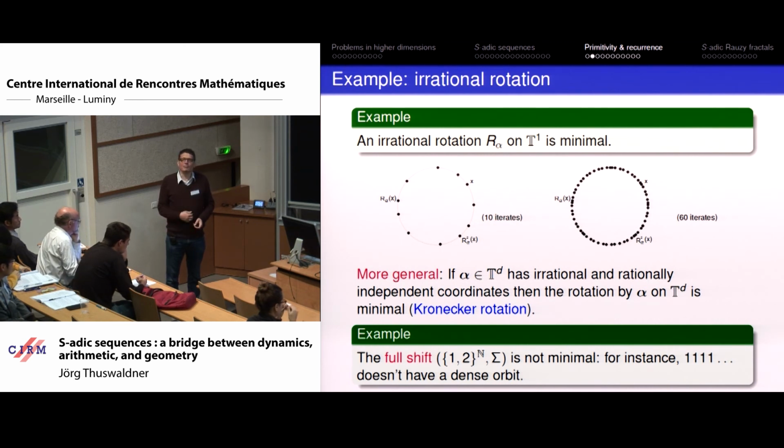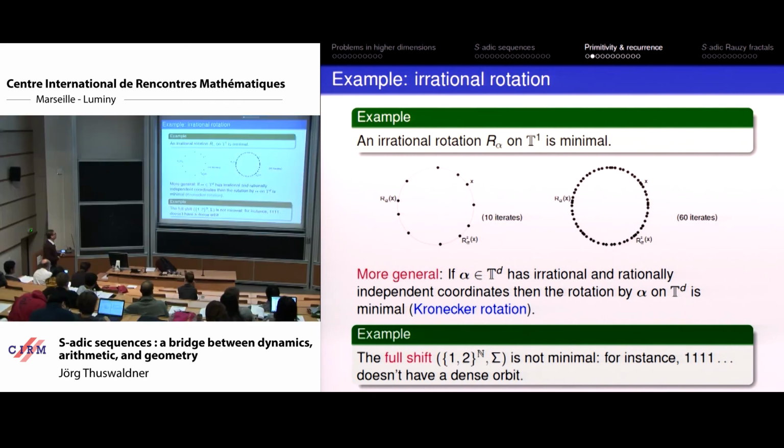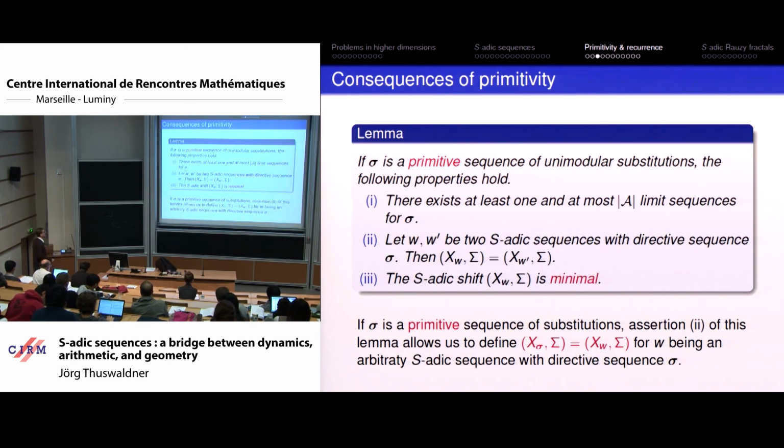Our S-adic systems are minimal if the matrices are primitive. So all the shift orbits of the elements are primitive. A more general example than this is the so-called Kronecker rotation. If you have sufficiently irrational vectors and you rotate on the d-dimensional torus, you get minimality. A counterexample to minimality is the full shift mentioned by Natalie. So you just take all the sequences of 2 letters equipped with the shift. This is not minimal because the sequence consisting only of ones is far away from all the sequences starting with 2, for instance. So this orbit is not dense and we don't have minimality.